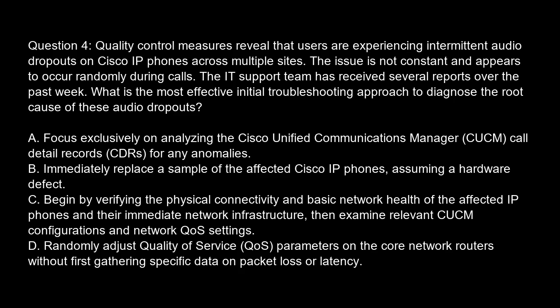Option A. Focus exclusively on analyzing the Cisco Unified Communications Manager, CUCM, call detail records, CDR, for any anomalies. Option B. Immediately replace a sample of the affected Cisco IP phones, assuming a hardware defect. Option C. Begin by verifying the physical connectivity and basic network health of the affected IP phones and their immediate network infrastructure. Then examine relevant CUCM configurations and network CoS settings. Option D. Randomly adjust quality of service, CoS, parameters on the core network routers without first gathering specific data on packet loss or latency.